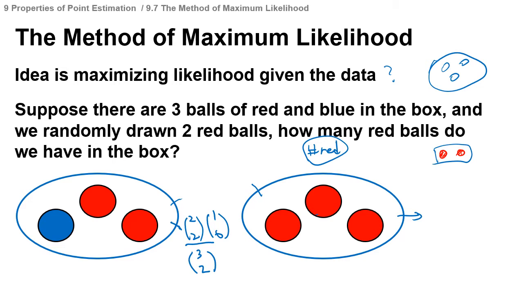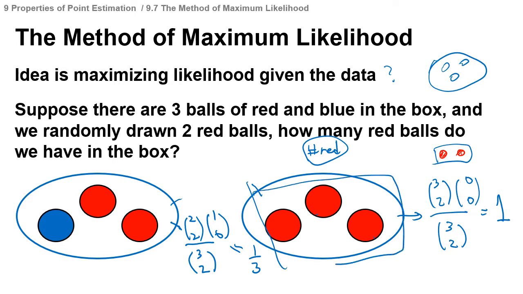And what about the probability in this situation? We are choosing 2 from 3, and among 3 red balls we choose 2, and among 0 blue balls we choose 0. This probability is 1, and the other probability is 1 over 3. So which has more likelihood? This situation is more likely, so we can take our estimator for the number of red balls to be 3. This is the idea behind the method of maximum likelihood.